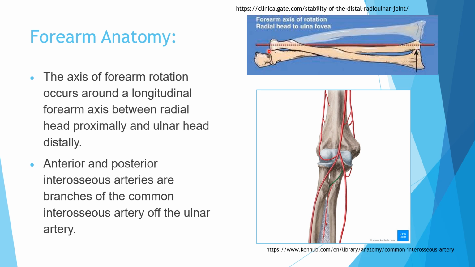The radial head proximally and the ulnar head distally, and this rotation of the whole radius will occur around that axis, creating supination and pronation. Also, an important anatomic aspect is that the ulnar artery is the source of the common interosseous artery, which will give the anterior interosseous and posterior interosseous. So both interosseous arteries come from the common interosseous artery, which comes from the ulnar artery.